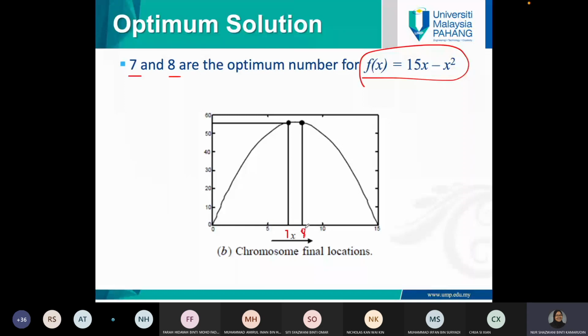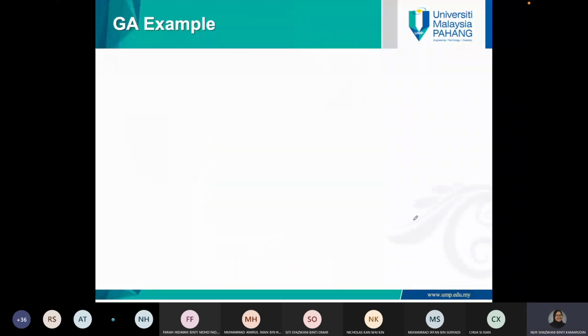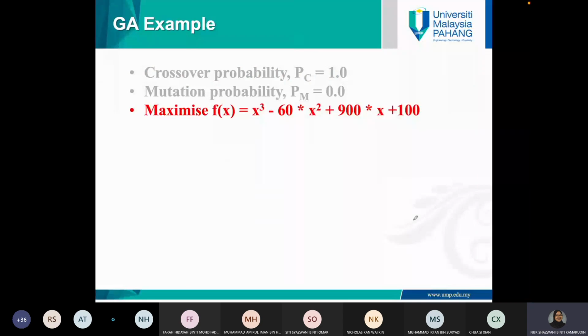Okay, that is for this example. Okay, let's take a look at another example. Let's say we have a crossover probability equal to 1 and mutation probability equal to 0, and we have the function f(x) = -x^3 - 60x^2 + 900x + 100. Okay, and then the x value must be between 0 and 31.